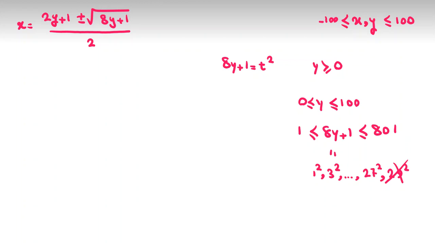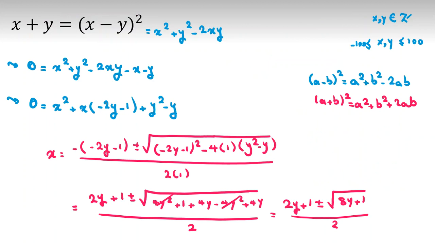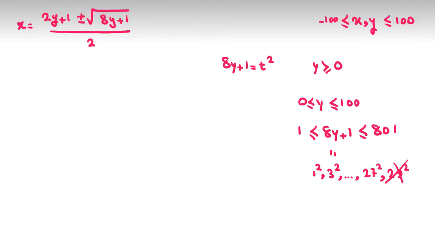Now, we found all these numbers. Then we should find y, and when we find y, we can find x. So, let's write all cases. It's better to write on a new page. Let's write 8y plus 1 equals.